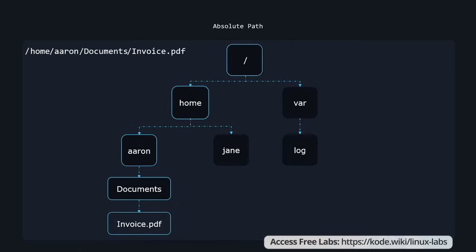An absolute path can end with the name of a file, but also with the name of a directory. If we wanted to refer to the documents directory, we could specify a path like /home/aaron/documents.